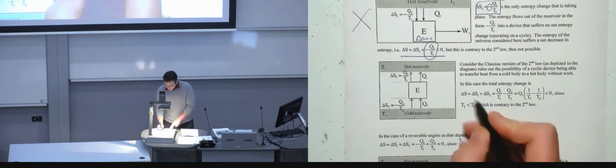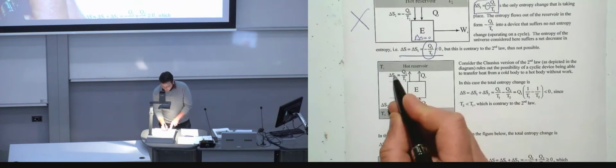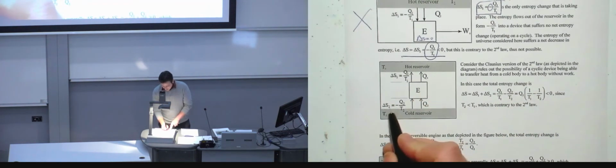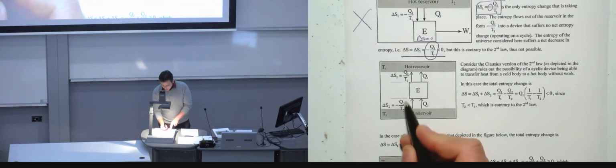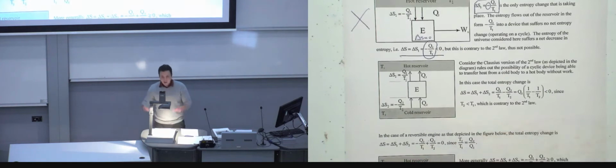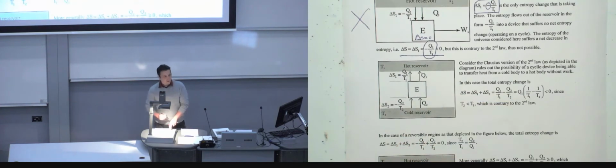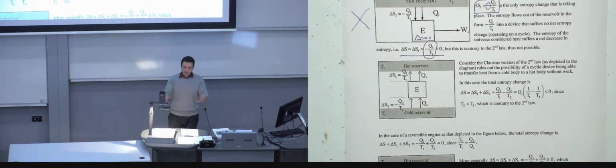We've got two components, delta S1 and delta S2. Delta S2 in here is minus Q2 over T2. Again, minus sign because the cold reservoir is losing heat. Delta S1 is actually going to be positive because this time the hot reservoir is receiving heat, and therefore it's positive.